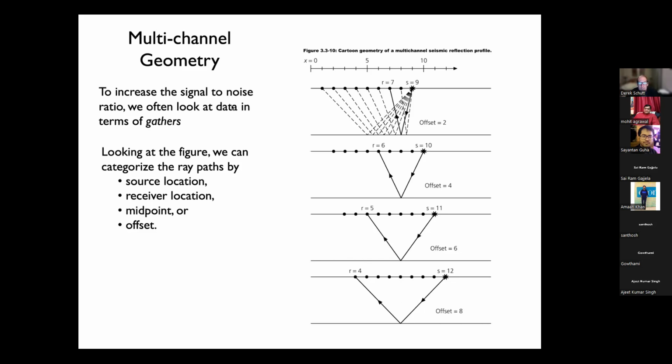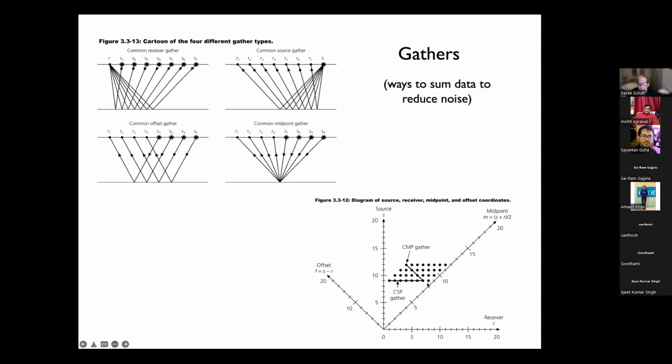So to increase the signal to noise ratio, we often look at data in terms of gathers. So for instance, if we have a source at 10 and a receiver at 6, a source at 11 and receiver at 5, and a source at 12 and receiver at 4, we can categorize array paths by source location, receiver location, the midpoint, so the point at which they bounce, or the offset, so the offset of 4, 6, or 8. We can plot our different source receiver geometries on this plot here of source versus receiver. The midpoint falls between the receiver and the source. The offset is the source minus the receiver.